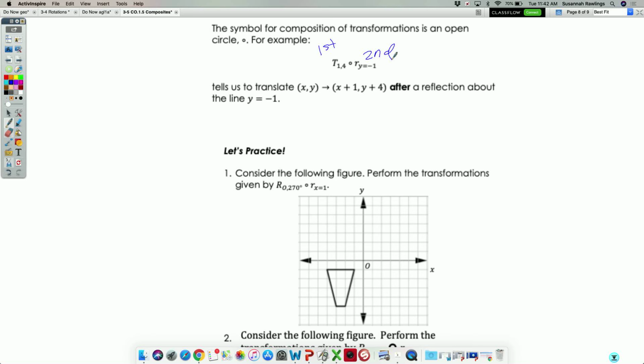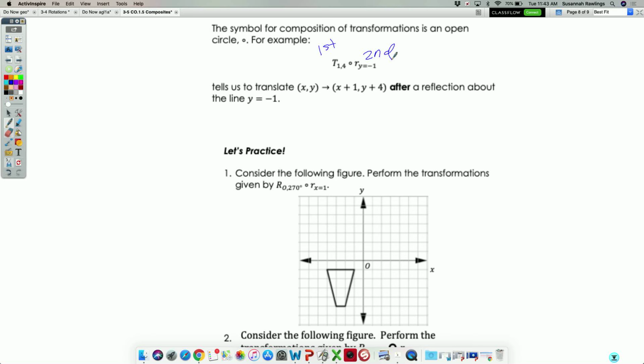So at first it tells us to translate. What direction? If it's +1 and then +4, that should be quick, guys. Right 1, up 4. Good. And then we're going to reflect across the line y equals -1.